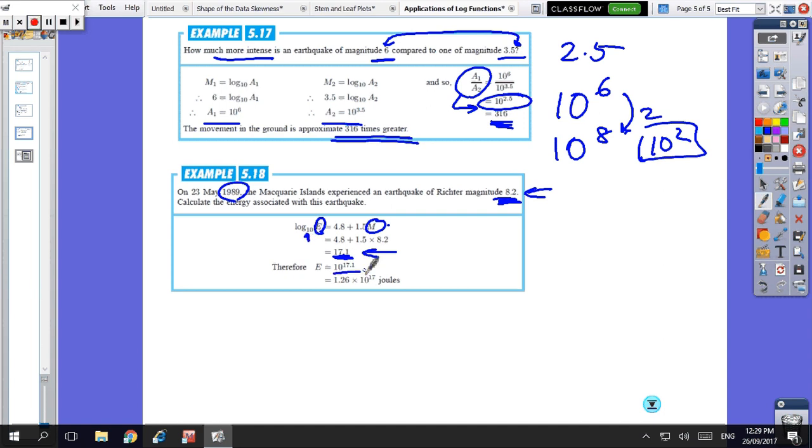So it's 10 to the 17.1, which is, basically, 10 to the 17 and 10 to the 0.1, and 10 to the 0.1 is this 1.26 out the front. So we've got 1.26 by 10 to the 17 joules, which is a huge amount of energy.